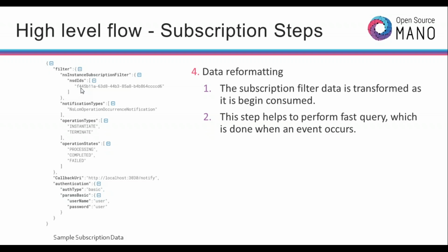So for this ID, it can have instantiate or terminate as the operation type, and operation state processing, completed or failed. If any among these things happen for this network service descriptor, then an event should be raised to this callback URI. So basically, this is what this data model shows. Of course, there are a lot more keys which are supported by each of these types. However, I have just shown the basic ones. And then the fourth step is going to be the data reformatting.